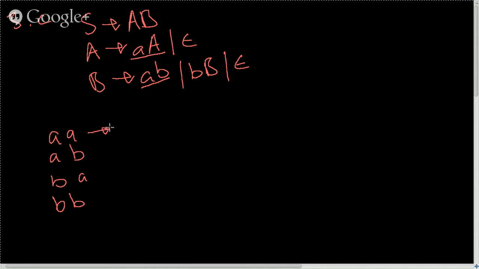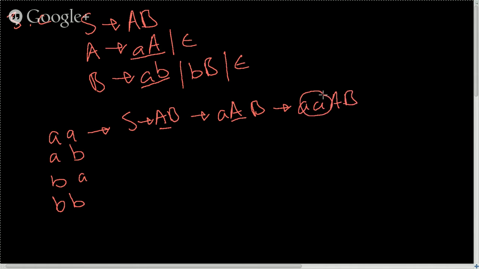All right, so here is how we can get AA. So S goes to AB. This A is going to go to AA. And then we have that B we need to bring down. Let's just have this A go to AA. And there's one way we can get an A followed by an A. Here is another way we can get an A followed by an A. So we have S goes to AB.